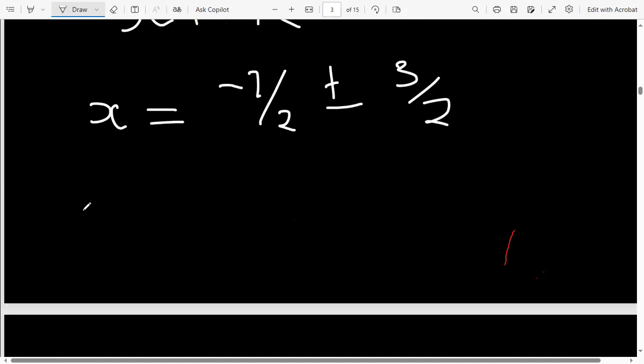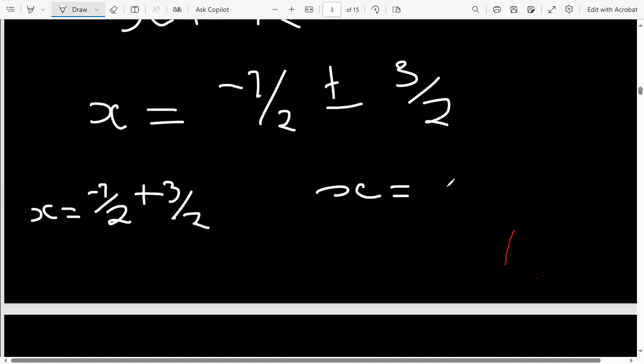So we see now we can have two x's here, one with a minus, one with a positive. So one will be minus 7 over 2 plus 3 over 2. And then the other one will be what? Minus 7 over 2, then minus 3 over 2. So from here, we see that we are going to get what?